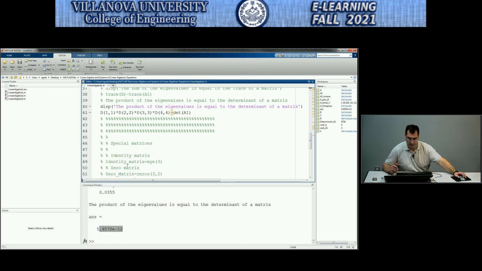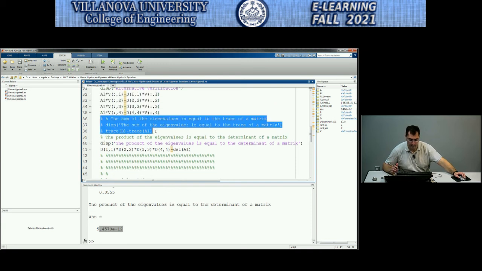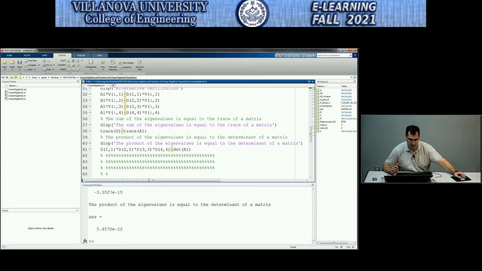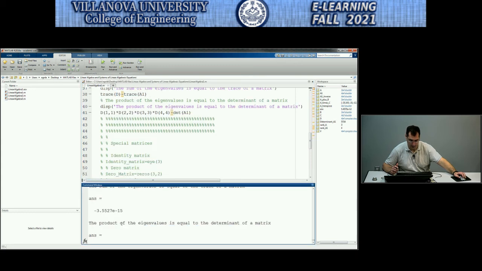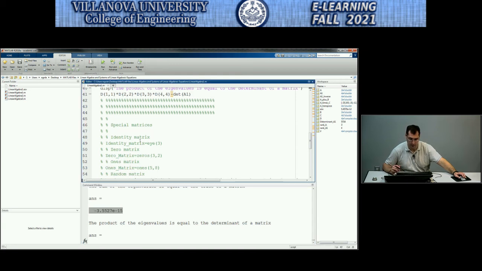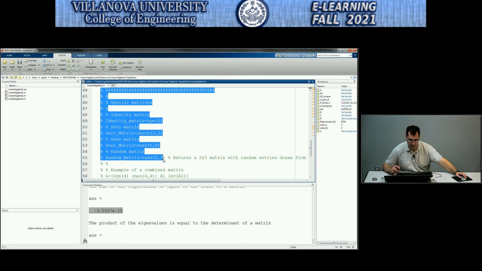And you can do the same thing with respect to the trace. So you can check the trace as well. The trace of the matrix is equal to the sum of the eigenvalues, and you can verify that the difference between the trace and the sum of the eigenvalues is indeed equal to 0. There are some special matrices that you might have to deal with in your courses.